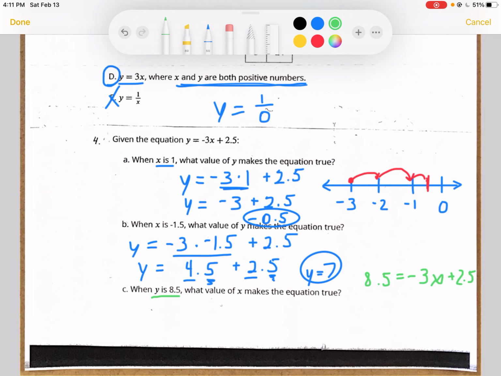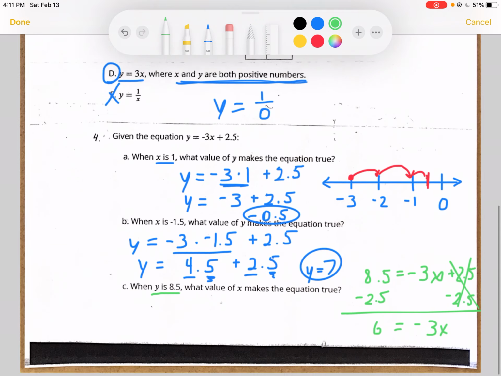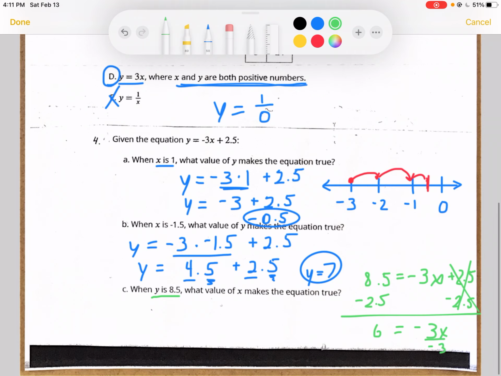Now, you know how to solve an equation like this because we spent a unit solving equations like this. Subtract 2.5 from both sides. We have negative 3x equals 6. Then we divide by negative 3 and end up with x equal to negative 2.